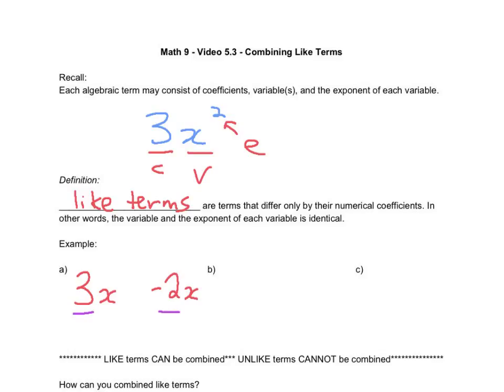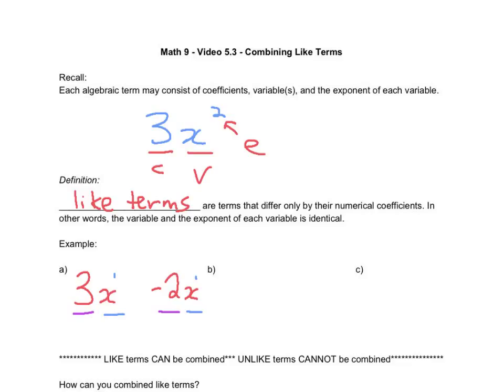In fact, the numerical coefficient could be the same. The important part that makes them like terms is the variable. The variable needs to be the same letter, so in this case both x, and it also needs to have the same exponent on it, so in this case just that little 1 on each of them. If that's the case, then they are in fact like terms.